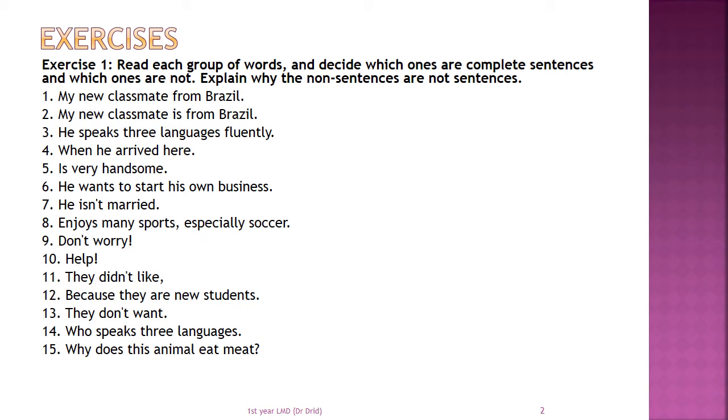5. Is very handsome. The meaning is incomplete. The structure, subject and predicate. There is a predicate, is very handsome, but there is no subject. This is not a sentence. You continue in the same way with the rest of the sentences.